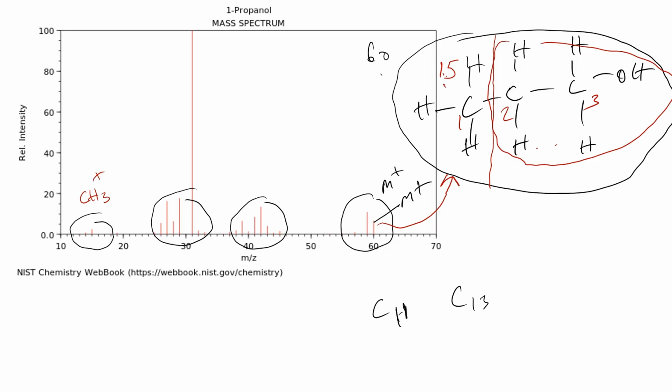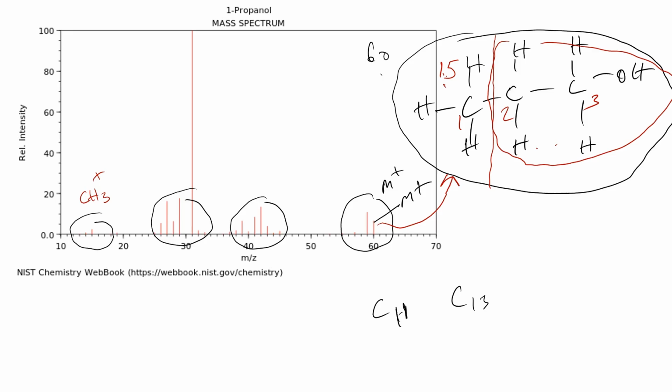So now we have 45. Do we have a peak at 45? We have 41, 42, 43, 44, 45. Now we have 45, but it's almost not existing, right? But it's there. It's very small, very little, difficult to see. That is because it's less abundant. That's because it's less stable.